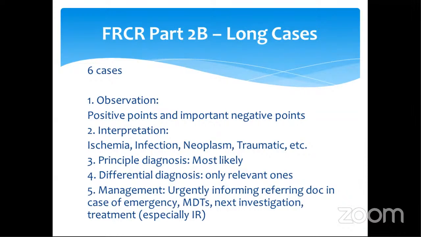You have to classify the case into a broad category like ischemia, infection, neoplasm, or trauma. After that you have to give a principal diagnosis which you feel is the most likely, and after that you have to give a differential diagnosis, and only the relevant ones. So give DD only if there is a differential diagnosis possible. For stuff like if you get a case of NF type 1, type 2, or von Hippel-Lindau or such neurocutaneous syndromes, for them there is no DD. So there is no need to give a DD in such cases. You can write that no other DD is feasible for this case.